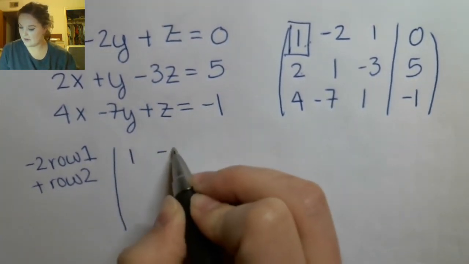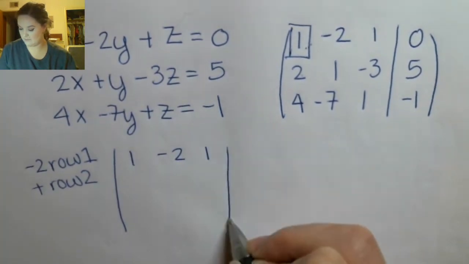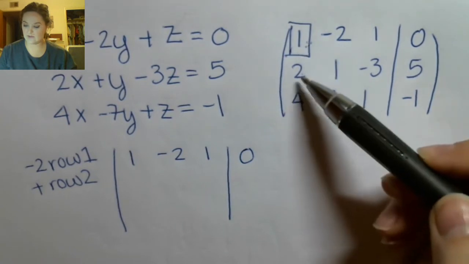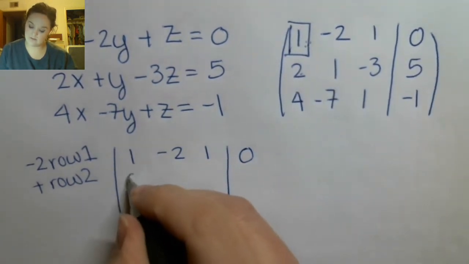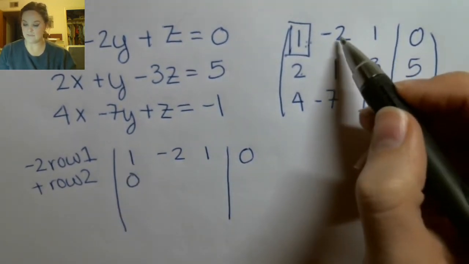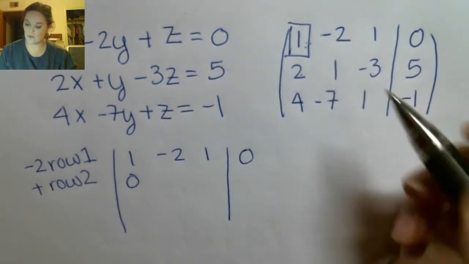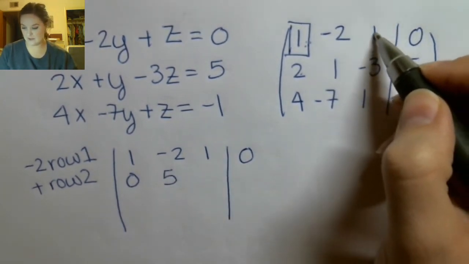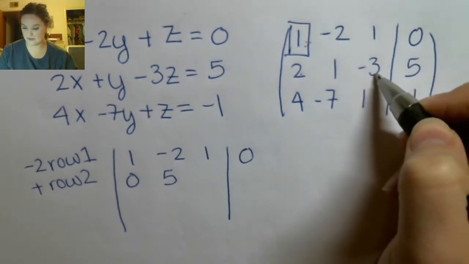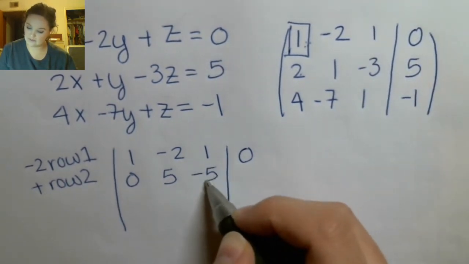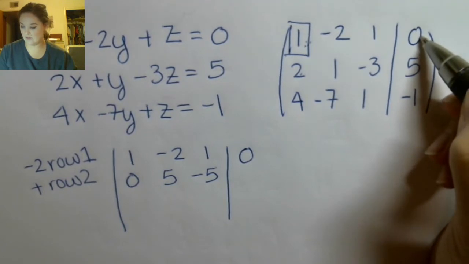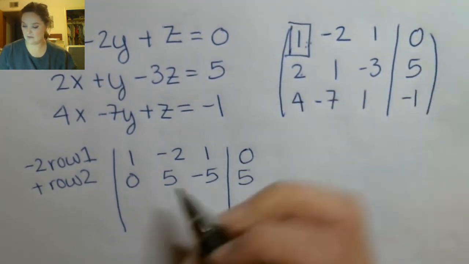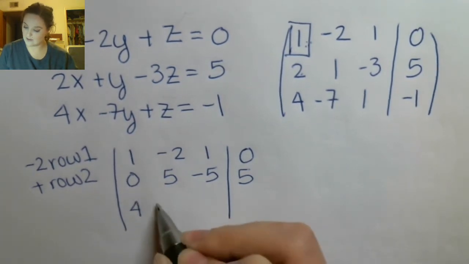So I'm not changing my first row at all. Negative 2 times 1 is negative 2, plus 2 is 0, right? That was the whole point. Negative 2 times negative 2 is 4, plus 1 is 5. Negative 2 times 1 is negative 2, plus negative 3 is negative 5. Negative 2 times 0 is 0, plus 5 is 5. And then I'm not going to change my last row at all.